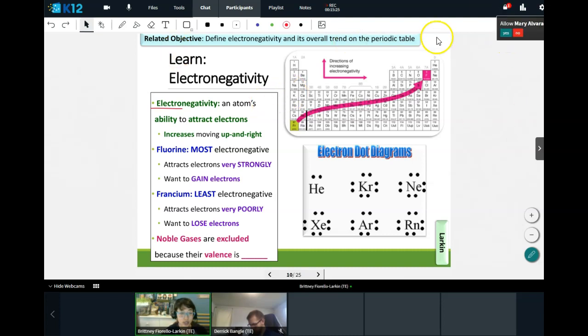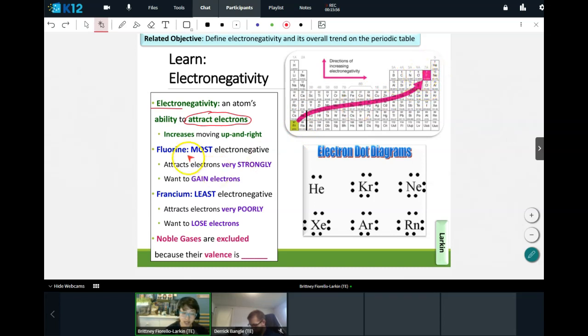Yeah, exactly. So this is going to be related to electrons, absolutely. Specifically, electronegativity is the ability for an atom to attract electrons. The pattern is that it increases as you go up and to the right in the periodic table. So you can see here that we go from francium on the bottom left, which is the least electronegative, all the way up and to the right to fluorine, which is the most electronegative.